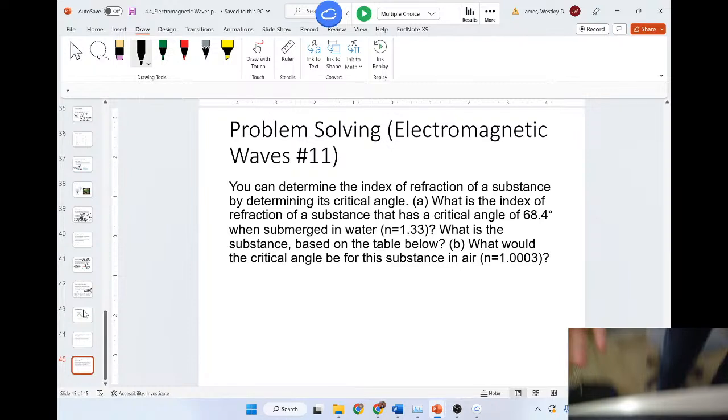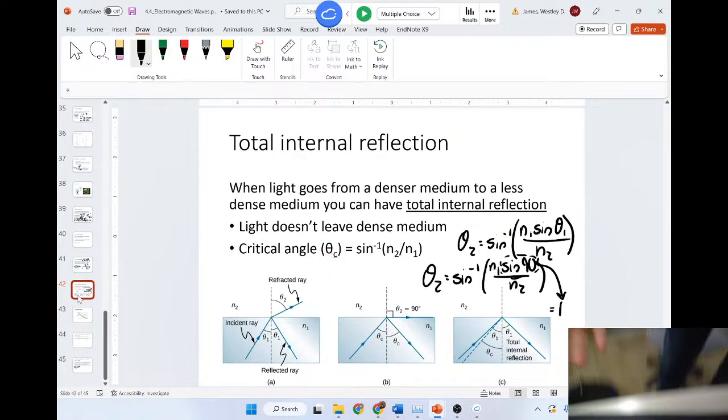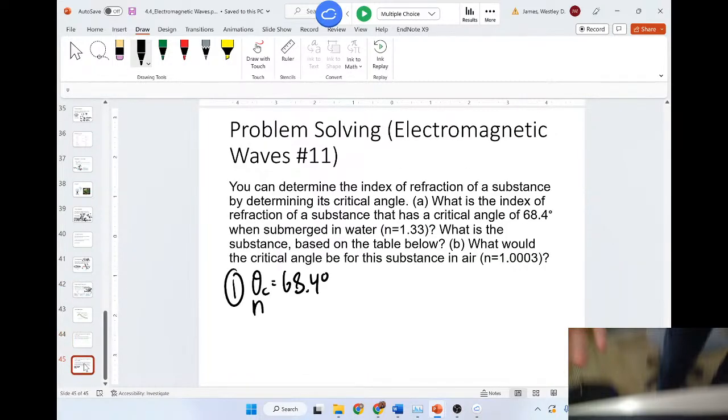So, what's given? Critical angle equals 68.4 degrees. In this case, when submerged in water, so this means theta critical is going to be, and we'll start using this notation here, N2 is the one it's exiting into. So N2 equals 1.33. That's the material it's going into, and that's all we're given. All right, step 2, what are we solving for? We are solving for N1, the material that we're starting from.